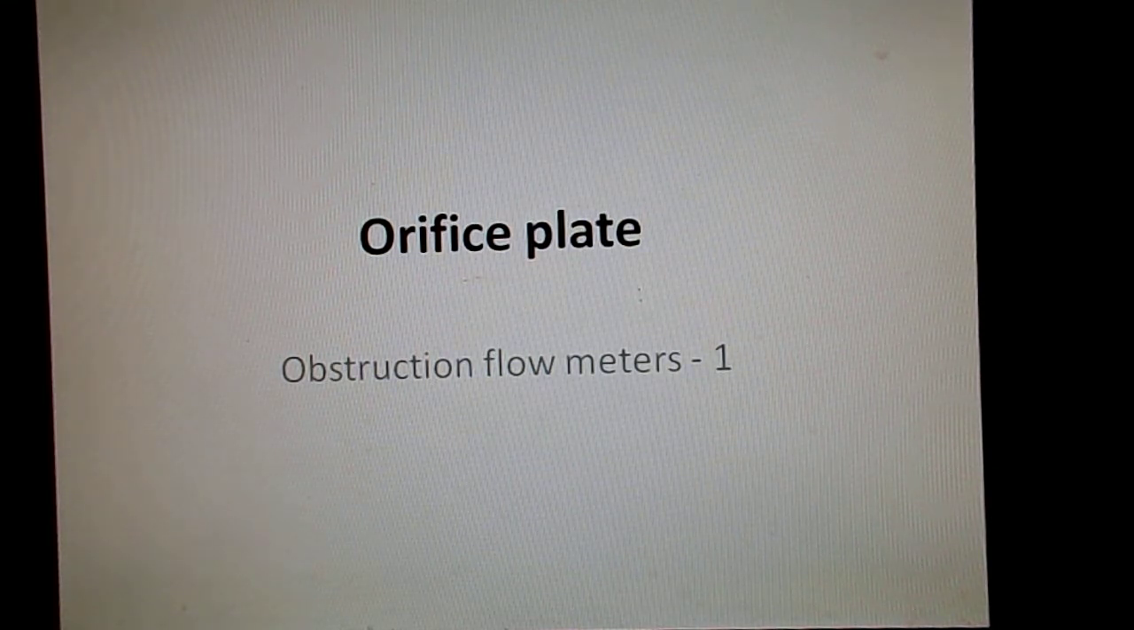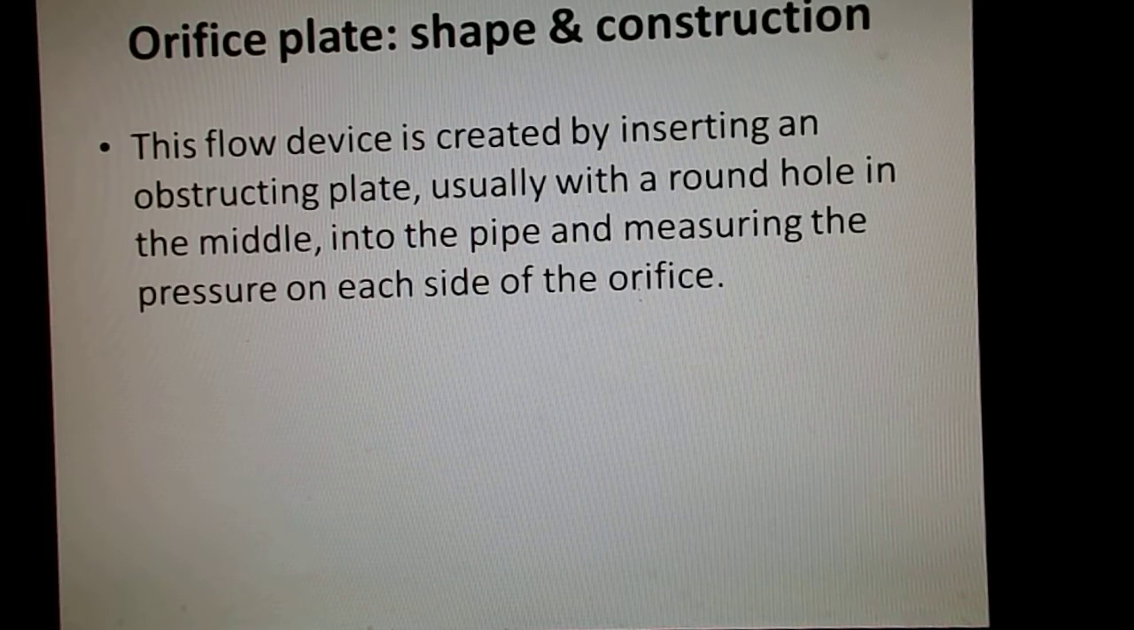This lecture is about the orifice plate. Orifice plate is an obstruction type of flow meter. In case of obstruction type of flow meter, we are putting an obstruction in the pipeline, and this obstruction is being created in the flow, and we are measuring the differential pressure across the obstruction.